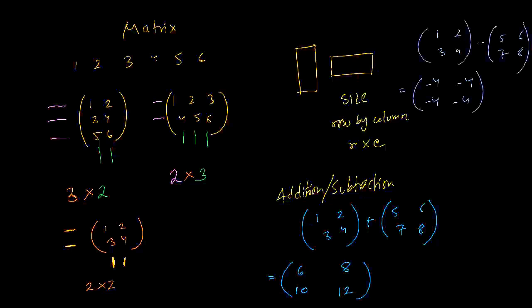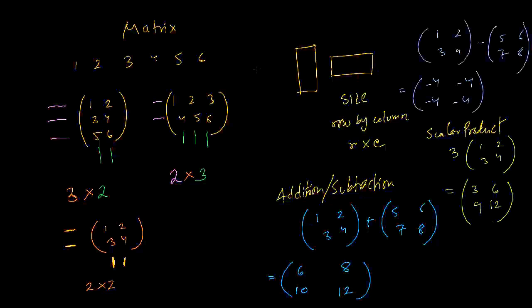Another idea is scalar product. Scalar product is multiplying the matrix with a single number. So if you want to multiply a matrix 1, 2, 3, 4 with 3, it has to be 3 into 1, 3, 3 into 2, 6, 3 into 3, 9, 3 into 4, 12. So this is the scalar product.